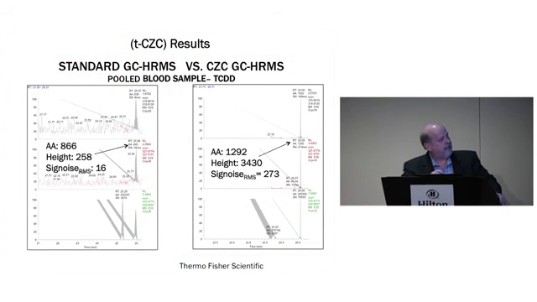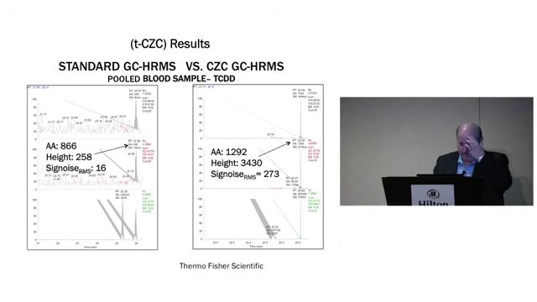I want to show you a couple of last slides here for a pooled blood sample for TCDD. Without using the cryofocusing and with using it for TCDD, you can see the 2 peaks here. The signal to noise is about 16 to 1, and this is an actual blood sample now with a real matrix. You can see the signal to noise, a big increase to 273 to 1 using the cryofocusing.